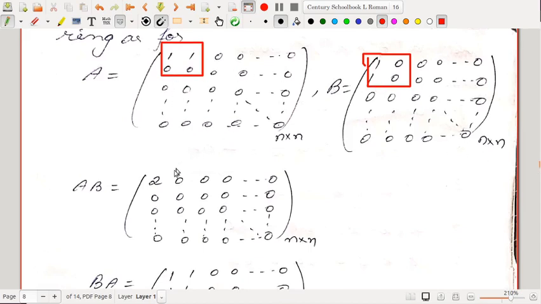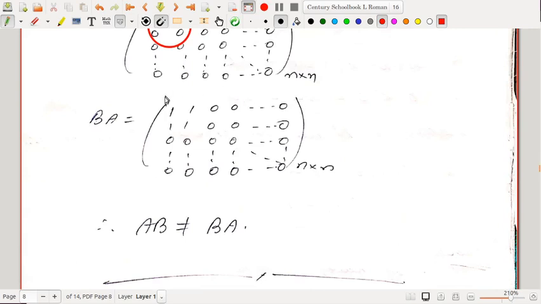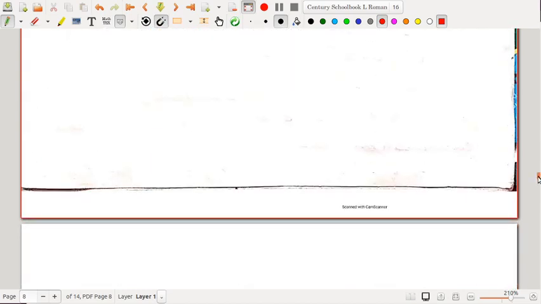So finding the product of these two matrices is very simple. We just find the product of the 2 by 2 submatrices. So you see these two matrices are not equal. They are different, right? So AB is not equal to BA, so it's not a commutative ring.